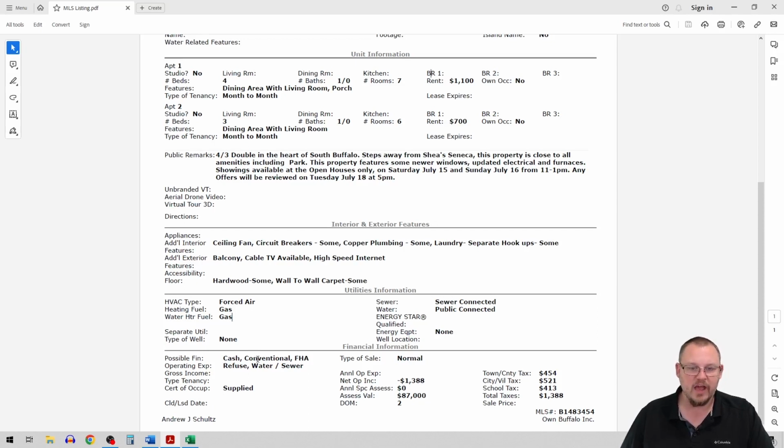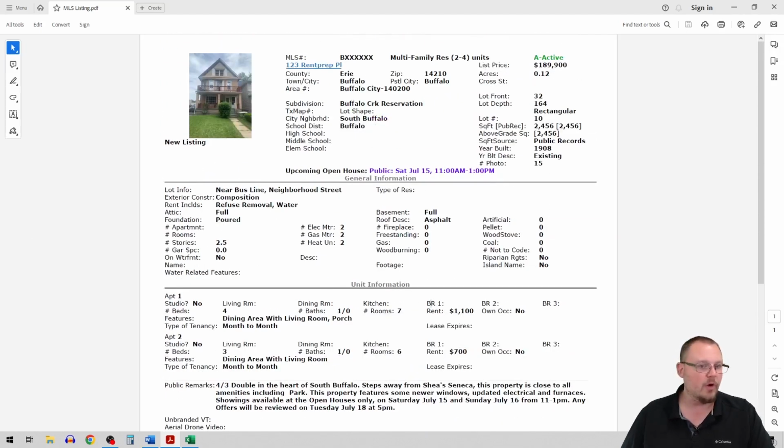In this instance, cash, conventional, or FHA. It tells us what the operating expenses are that they factored in down here. And actually it doesn't look like this part was filled in correctly. But the most important thing here is the tax breakdown. You can see the town and county tax, the city village tax, the school tax, and the total tax. We'll be coming back for that in just a minute. So that's kind of a quick overview about our property.